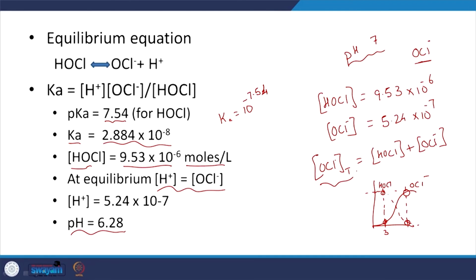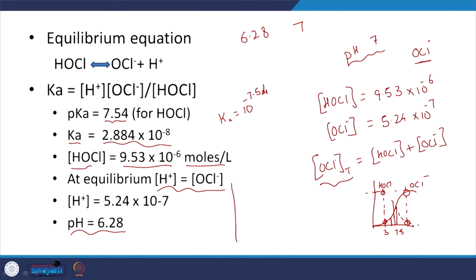Why do I need two equations now? Because if I change the pH, which was at 6.28, and take it to a pH of 7, what is happening? We have this graph, right? Let's have this. I know that the pKa is 7.5, right? So earlier it was at 6.2, right?